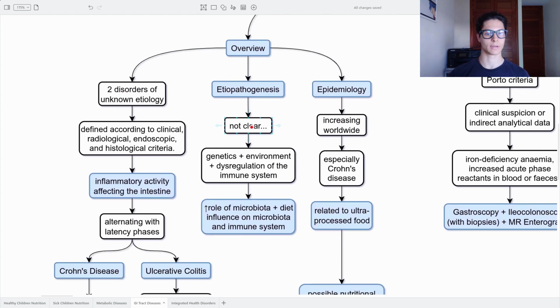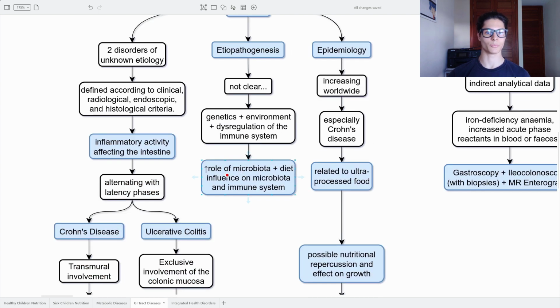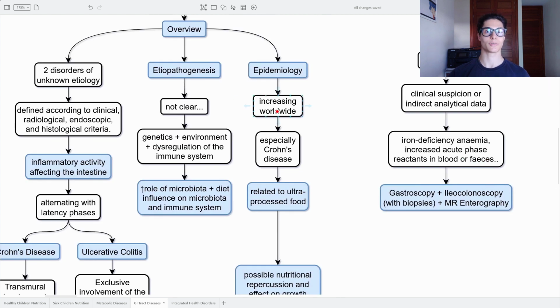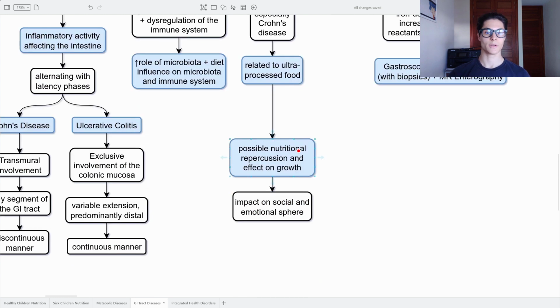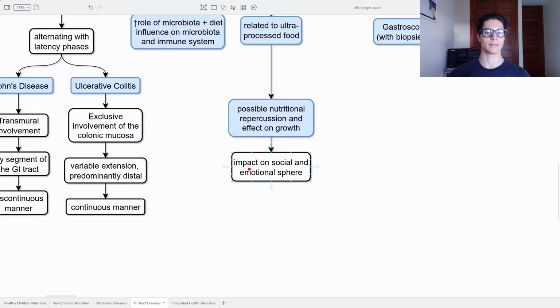Etiopathogenesis is not clear. It involves genetics, environment, dysregulation of the immune system. And there is a very important role of the microbiota and diet, because the diet can also influence the microbiota, which can change the immune system as well. The epidemiology is increasing worldwide, especially the Crohn's disease, and it is related to ultra-processed food. There is a possible nutritional repercussion and effect on growth. And it has an impact on the social and emotional sphere of the affected individual.